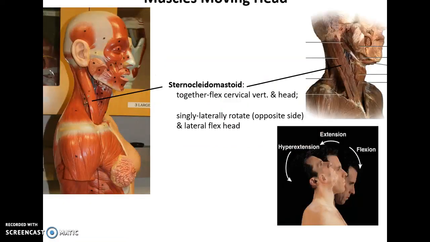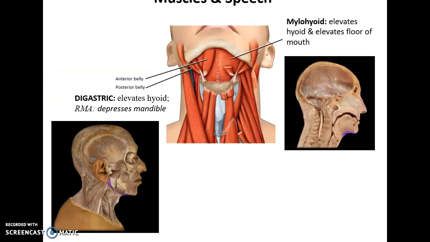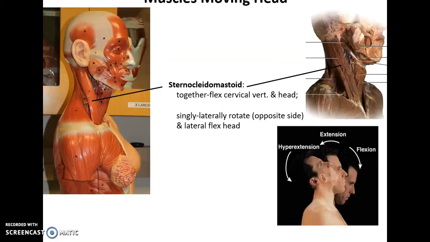Mylohyoid muscle, mylohyoid. All right, then we have the sternocleidomastoid muscle. It's the right and left one. They are on either side of the neck. Their insertion is in the temporal bone's mastoid process. Their origin is the sternum and the clavicle, hence the name sternocleidomastoid muscle.